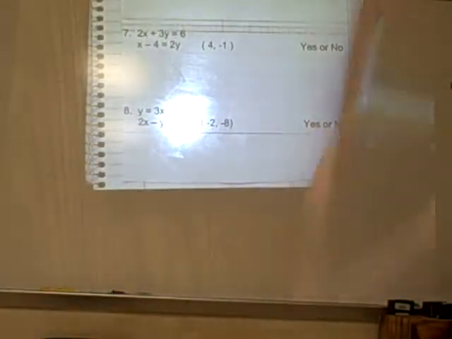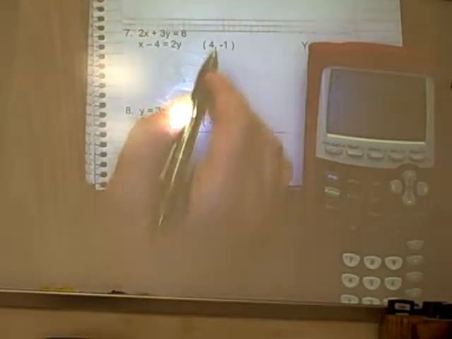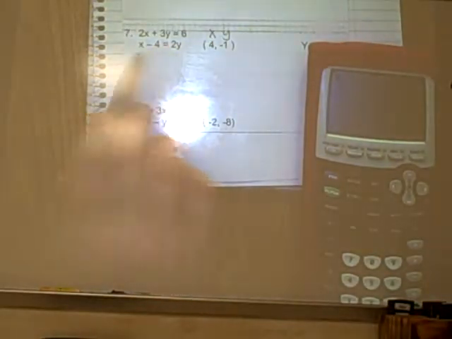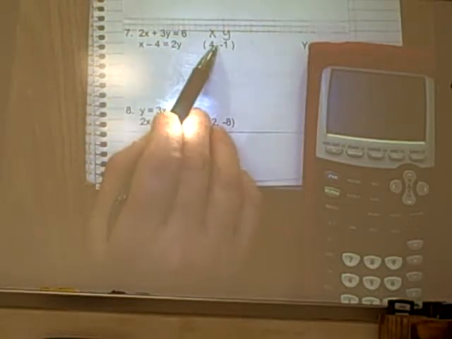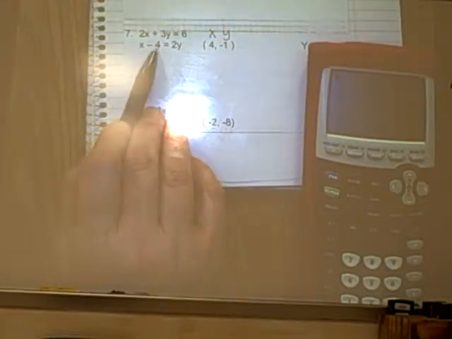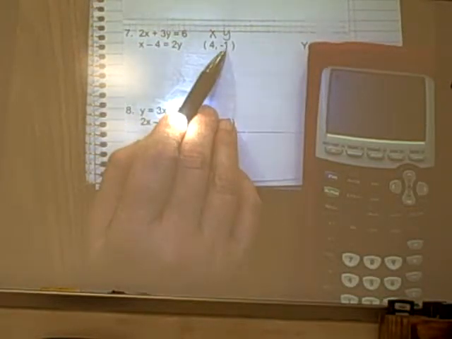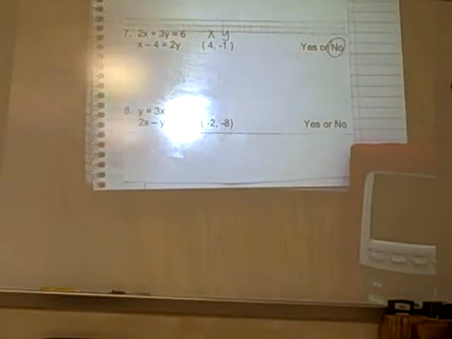All right, number 7. You could do either way I just showed you. You could switch it around to y equals, put them in the calculator that way, or you could just plug in the x's and the y's. Now this one's a little bit different because look at this second one. It has y on one side and x on the other. So you would have to plug in the 4 here and do 4 minus 4. What's 4 minus 4? Is 0 going to match 2 times negative 1? No, right? There's no way that's going to work. So if I just look at that logically, I already know. I don't even have to worry about the top one.